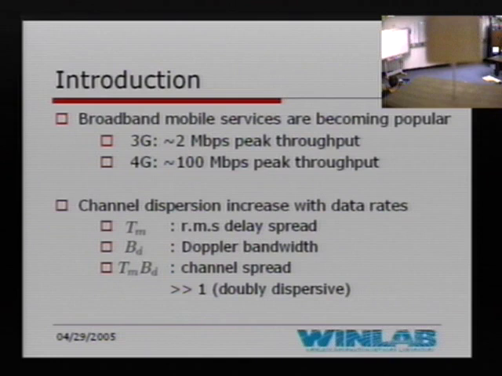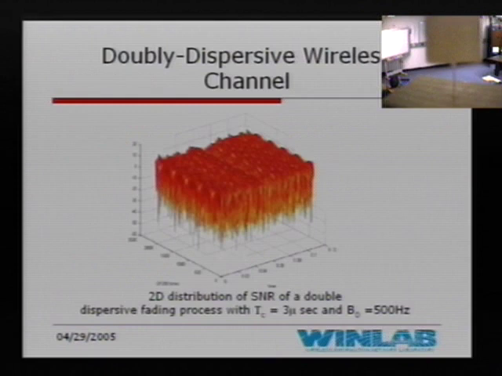So what's the problem? The problem is the channel. As we all know, the channel dispersion increases with data rates. And just to give you some idea, these are some known parameters. If Tm is the RMS delay spread of the channel, and if Bd is the Doppler bandwidth, this factor Tm times Bd is the indication of the channel spread. That is, how much the channel is frequency selective and how much it is time varying. And we know that for such high data rates, this product is much greater than 1, which means it's called doubly dispersive. So the dispersion is quite great.